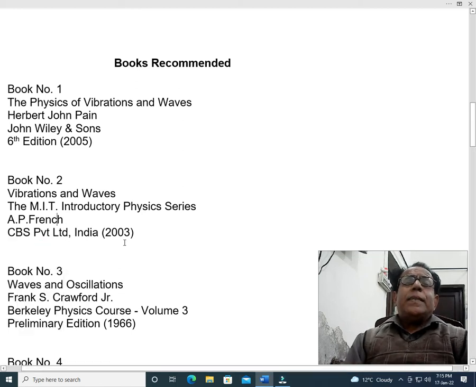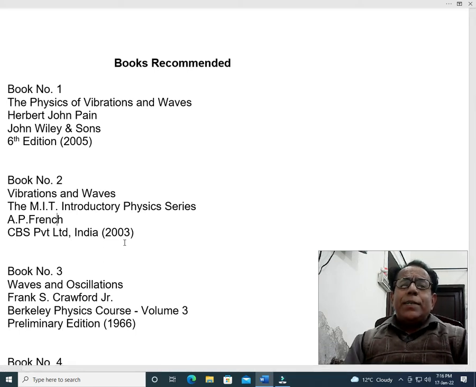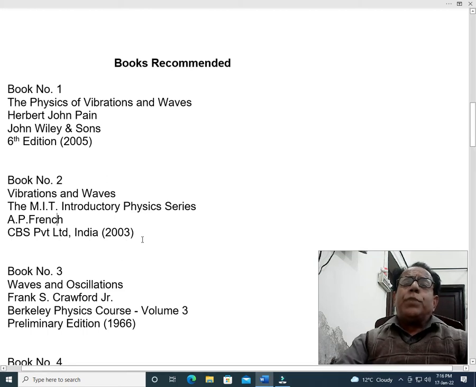Here is the MIT Introductory Physics series. Its author is A.P. French, and its publisher is CBS Private Limited India, and the edition is that of 2003.